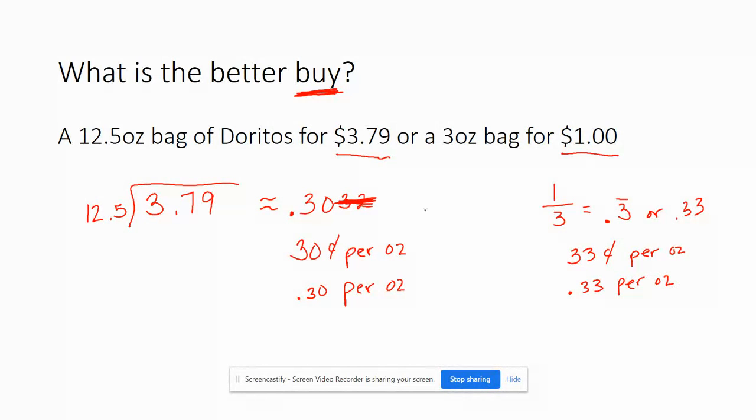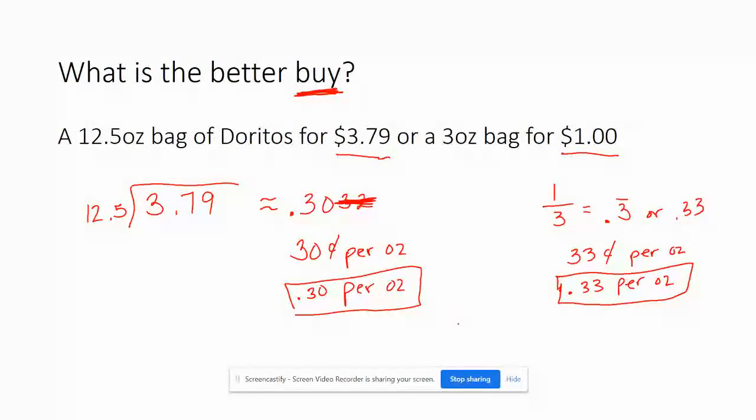Okay, so would it be better to buy the bigger bag of chips, or would it be better to buy the smaller bag of chips? Which one would cost less? We're looking for the least one. Obviously, the big bag of chips would be only 30 cents per ounce. This smaller bag is going to cost 33 cents per ounce. So you're going to save a couple pennies by buying the bigger bag.